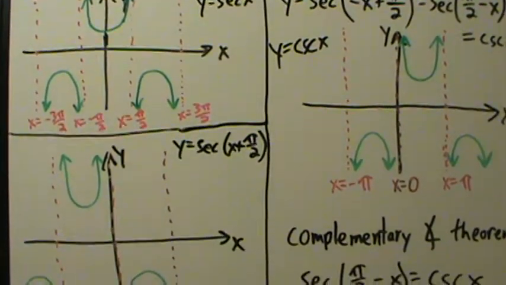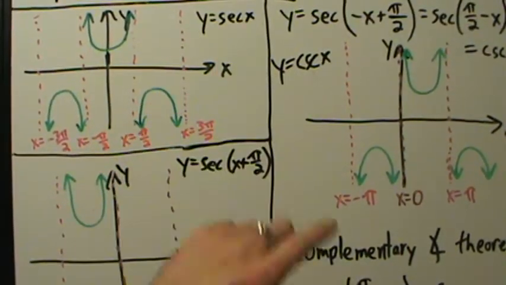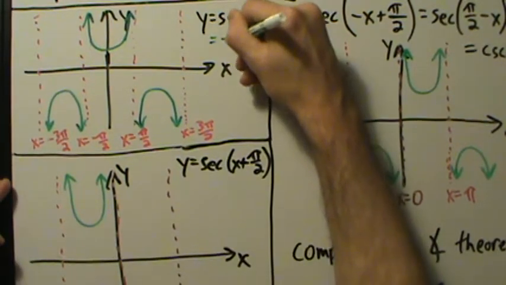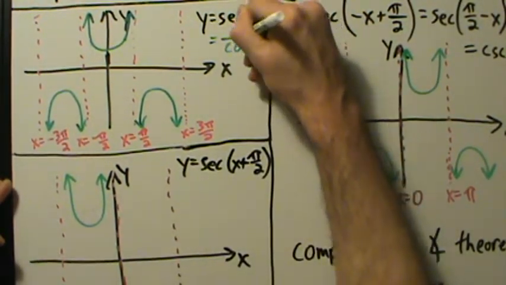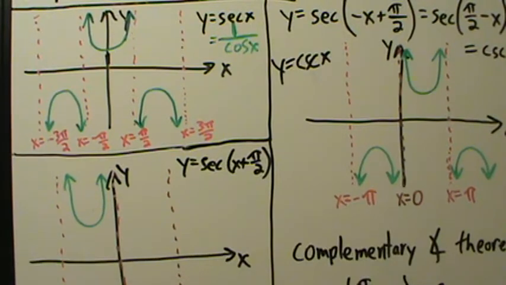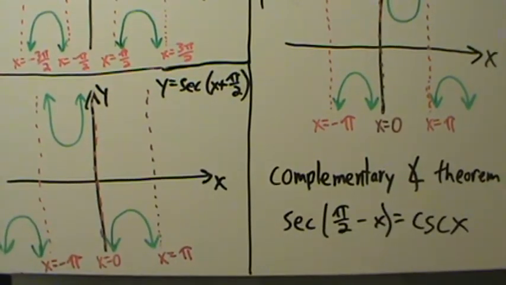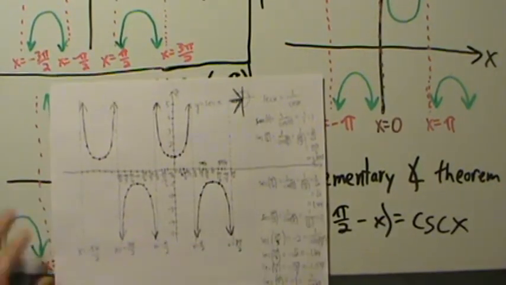But what you could do is remember secant is 1 over the cosine of x. So definitely always remember that. And then remember what the graph of the cosine looks like. What happens if we graph secant and cosine together? Well, let's go back to our graph over here and graph them together.